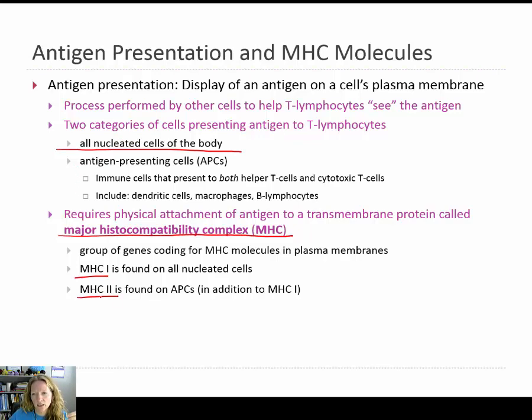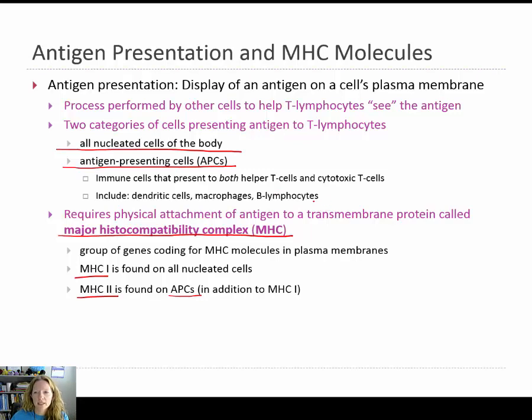But you also have MHC2. So these are proteins that help display antigens, but they are going to be ones found on APCs. APCs are antigen-presenting cells. They do exactly what you think they do. They go in and engulf a pathogen, and then they are going to process that antigen and display it on an MHC to present to a T lymphocyte.